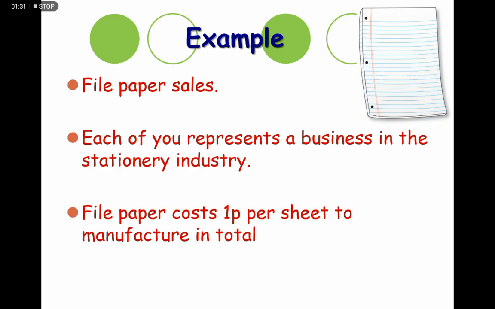All of you in the class represent a different company making file paper, but the costs of manufacturing are the same for all of you. It doesn't matter which company you work for, it costs the same to make this file paper because you're using all the same technology and the same materials. So just to keep the numbers easy, let's imagine it costs 1 pence per sheet to make file paper. So my question to you is, what would the lowest price be that you would be prepared to sell me file paper for per sheet if I was placing an order for hundreds of thousands of sheets?